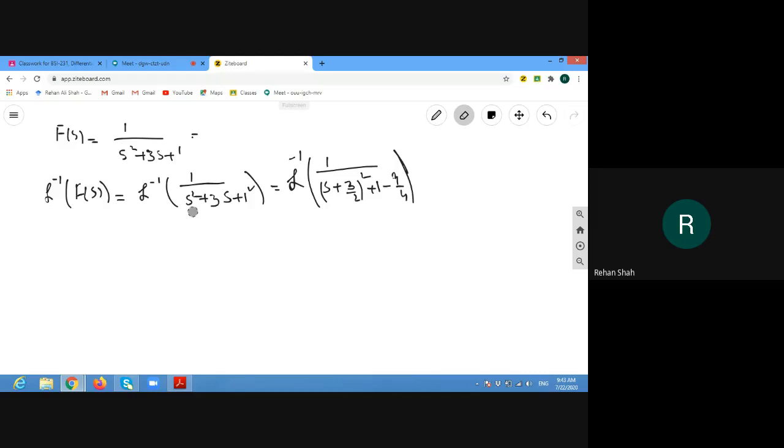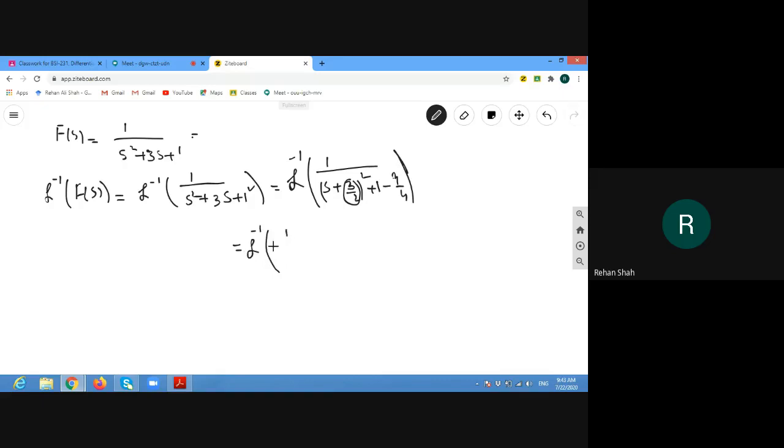So for completing square, if there is s square, you write s. If there is plus, you write plus. So divide the coefficient of s by 2. So you will write here 3 by 2. अगर यहाँ पे 1 हो तो आप 1 by 2 लिख लें. अगर यहाँ पे 3 हो, 3 by 2 लिख लें. अगर यहाँ पे 5 हो, you write 5 by 2. And then subtract the square of 3 by 2. Square of 3 by 2 is 9 by 4. So subtract that from this constant value. Yes, sir. Okay.